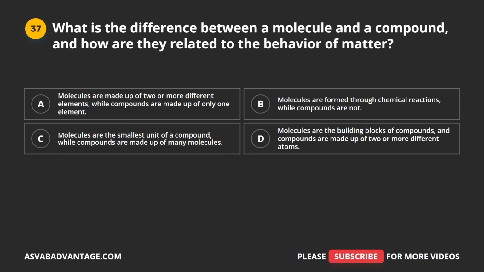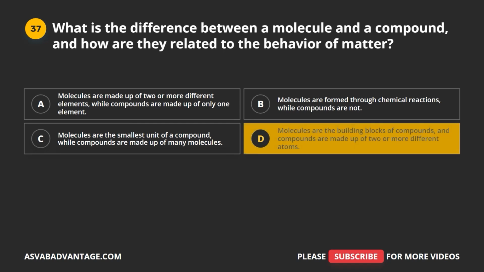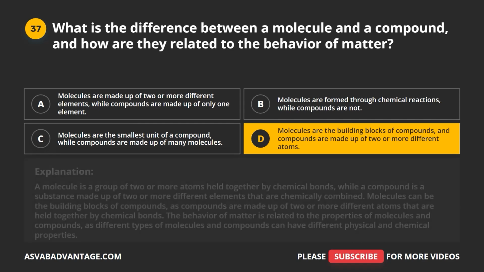C. Molecules are the smallest unit of a compound, while compounds are made up of many molecules. D. Molecules are the building blocks of compounds, and compounds are made up of two or more different atoms. The correct answer is D. Molecules are the building blocks of compounds, and compounds are made up of two or more different atoms.